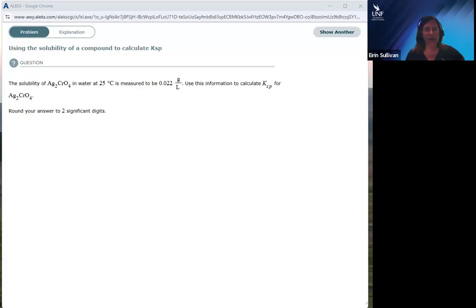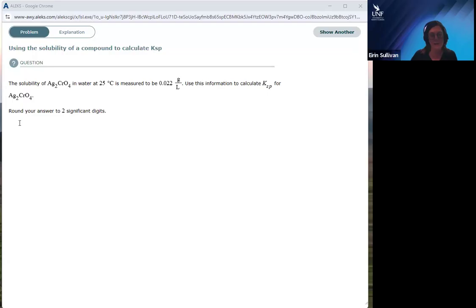Using the solubility of a compound to calculate KSP. The key to this is that solubility is in grams per liter and molar solubility is in moles per liter. So if you can convert solubility into molar solubility, you have the concentration in terms of moles per liter of the ions from your sparingly soluble compound at equilibrium.